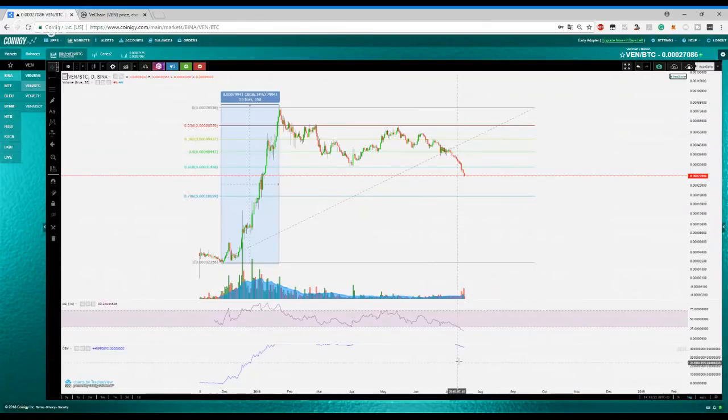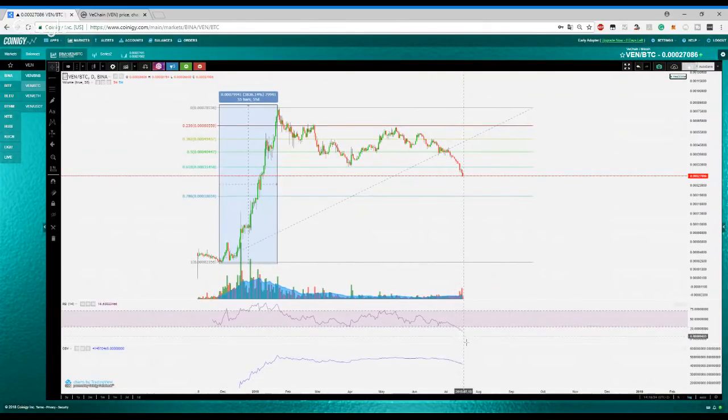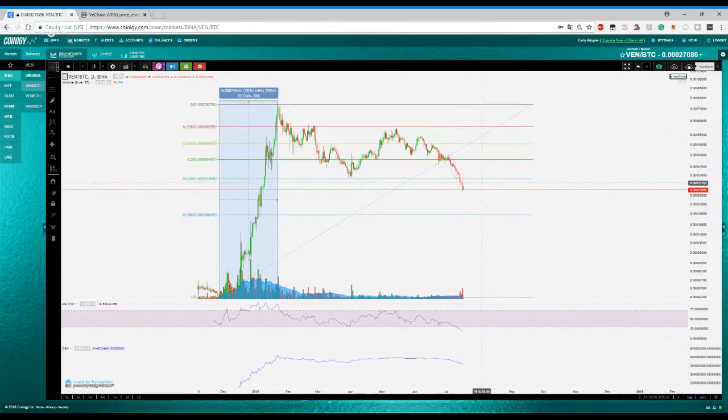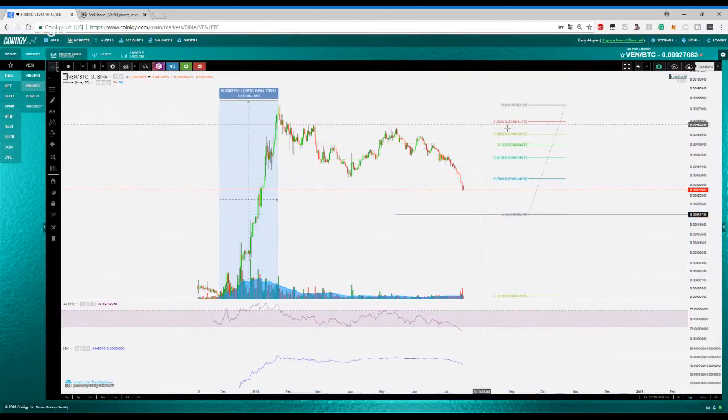However, the RSI is being pushed to oversold rather quickly. And I think once we do reach this level, which is 19,000 Satoshis, this would make for an awesome risk reward. And I'm just going to do an assumption that we actually get there. Going to draw a new Fibonacci line. And we can put our target at the 618.